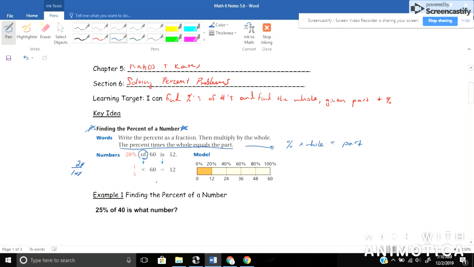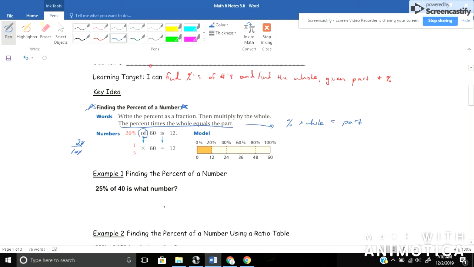Okay, so let's look at a blank slate here for example 1. 25% of 40 is what number? So in other words, they're saying of is your total. A lot of times in math, in these types of word problems, if you see of and then a number, the number after of is going to be your total, okay, or your whole.